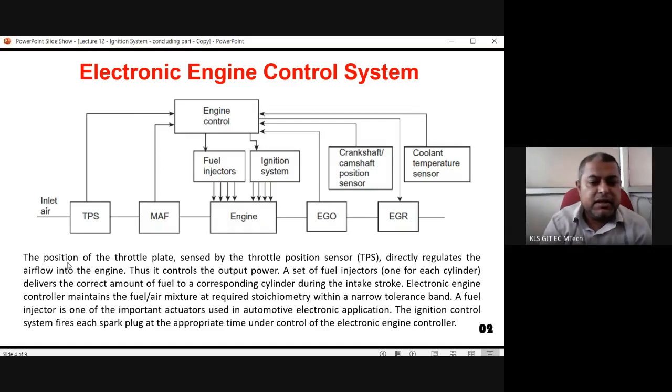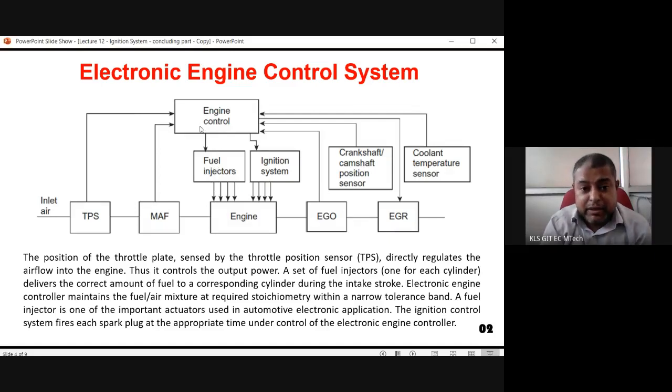The electronic engine controller maintains the fuel air mixture at required stoichiometry within a narrow tolerance band. So the required stoichiometry is very much important. That means the mixture of air and fuel has to be perfectly done. Just as an example, I'm saying 4 units of air and 1 unit of fuel. That means the perfect measure of those units has to be maintained. So the fuel injector is one of the important actuators used in automotive electronic applications. So there are actuators here between fuel injector and engine.